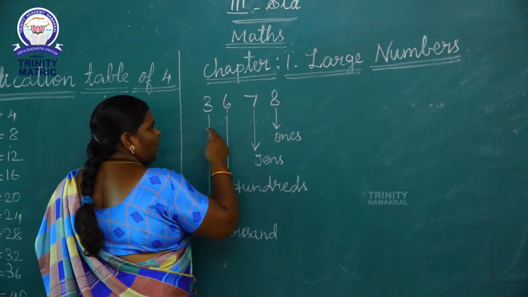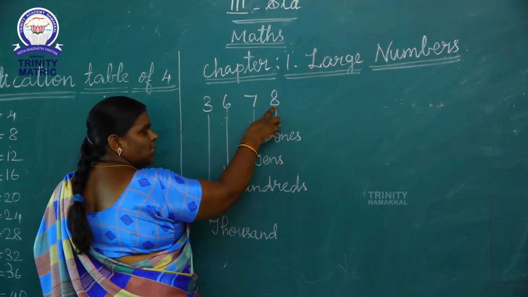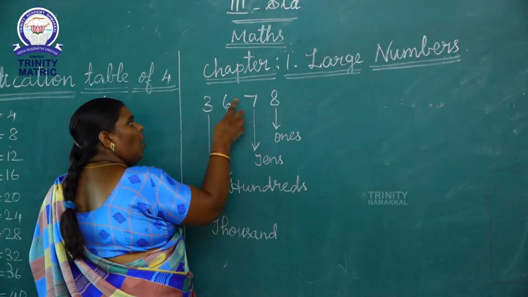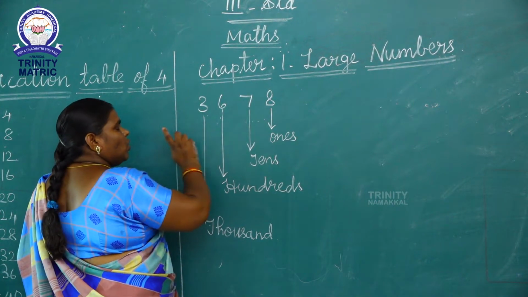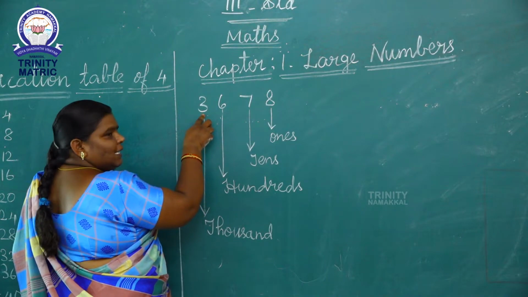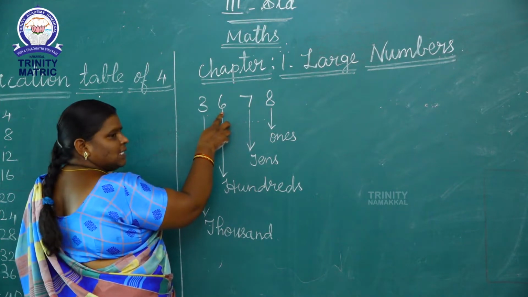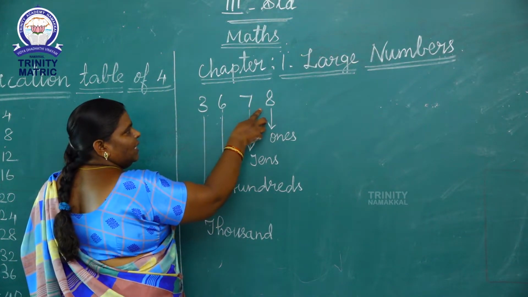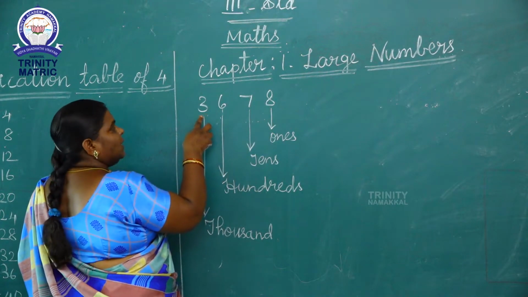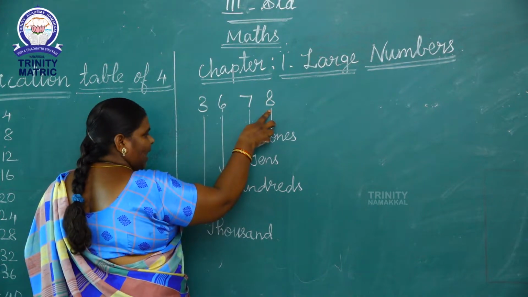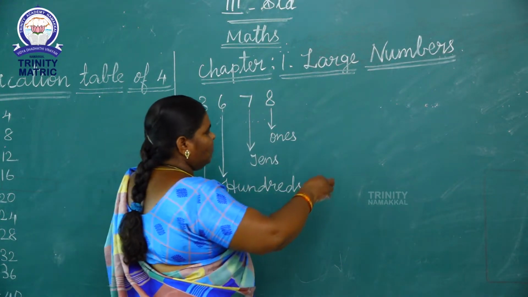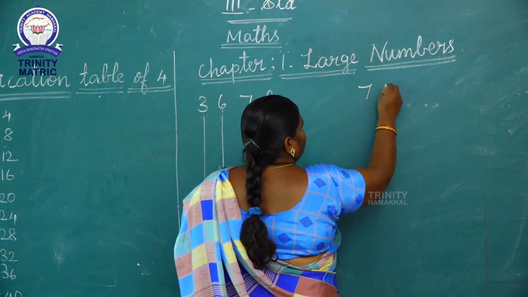So you read the number. How many ones? 8 ones. How many tens? 7 tens. How many hundreds? 6 hundreds. How many thousands? 3,000. So you read this number: 3,678. Say again, 3,678. Okay, I write another number.